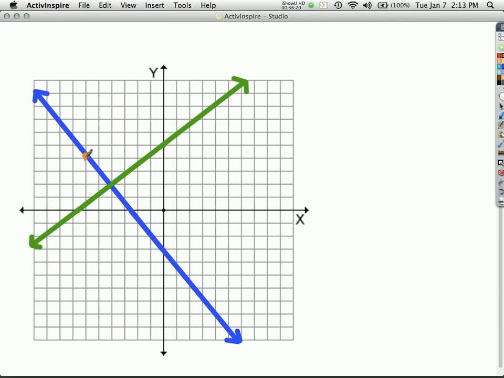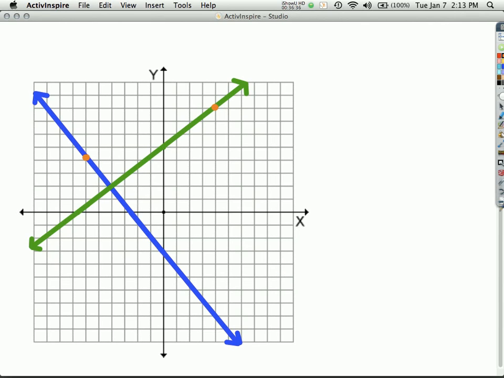What about this point right there? If I plug that into the system, what will happen? Valerie? Good. It will be a solution to the second equation. You meant equation, right? Second equation, but not the first.